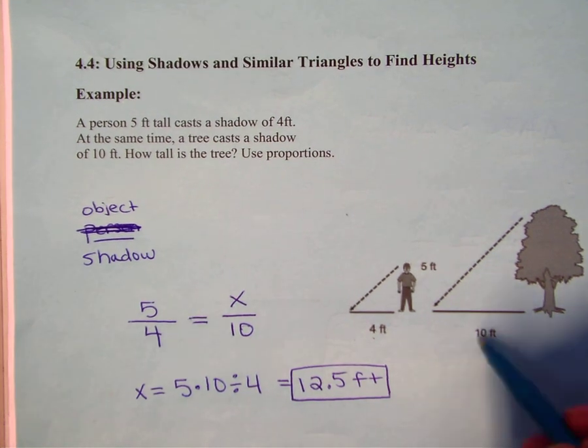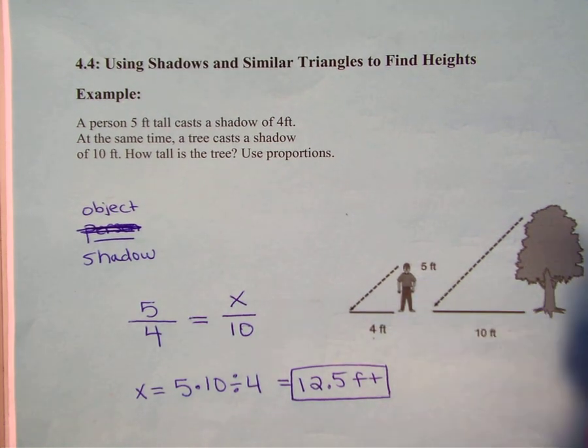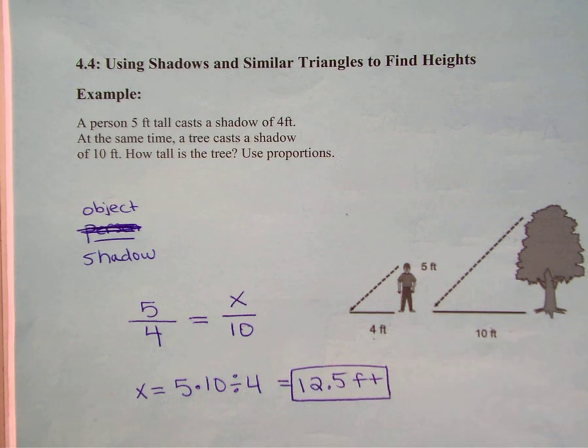Okay, let's see, is that logical? Well, the person was bigger than their shadow, so the tree should be bigger than its shadow. So yep, that makes sense, and the tree is bigger than the person.